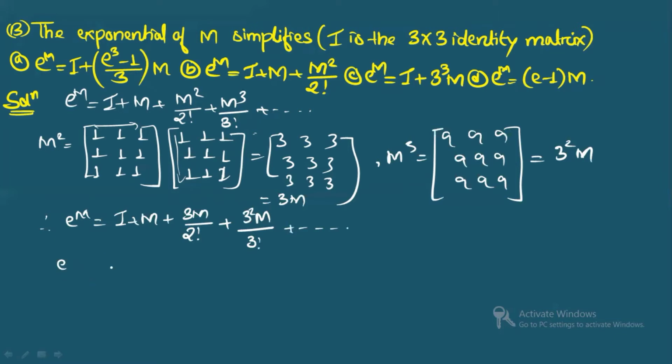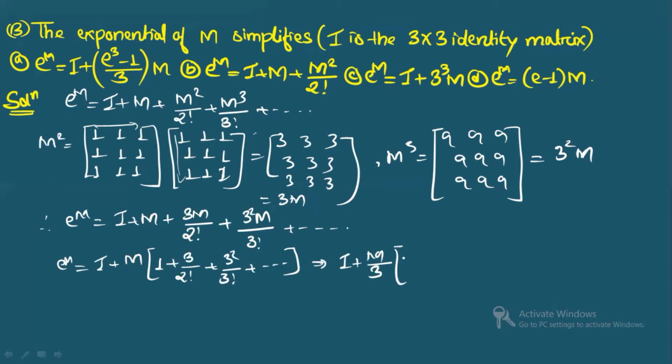Here I am writing I as it is. And from here, if I take M common, what you will get? On taking only M common, you will get here 1 plus 3 by factorial 2 plus 3 square by factorial 3 plus and so on. Further, if I write the first one as it is, now if I take M by 3 common, then you will get here 3 square by factorial 2, this will give you 3 cube by factorial 3 and so on. And here I am writing 1 plus 1, that is, 1 minus 1.